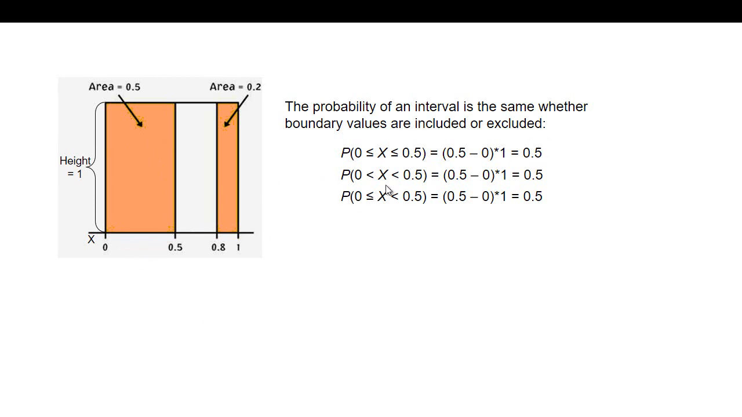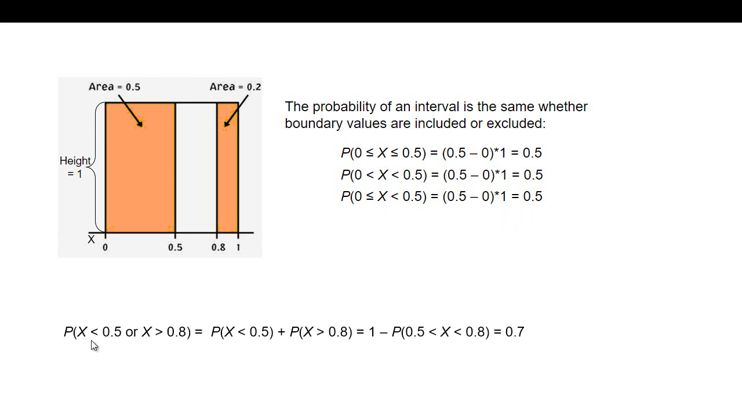Now notice that the probability that x is between 0 and 0.5, where the inequalities are strict inequalities, we still have that the probability is 0.5. That is, the probability of an interval is the same whether the boundary values are included or excluded. The probability that x is greater than or equal to 0 but strictly less than 0.5 is still the same.